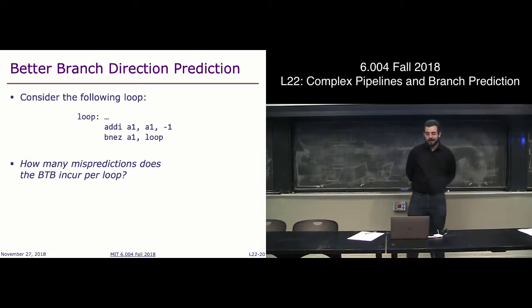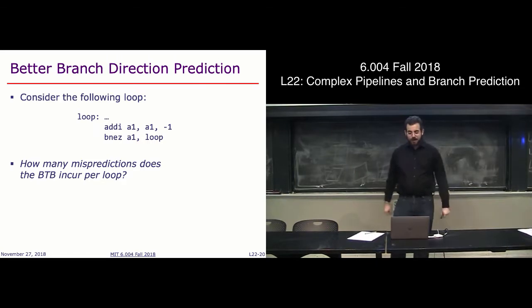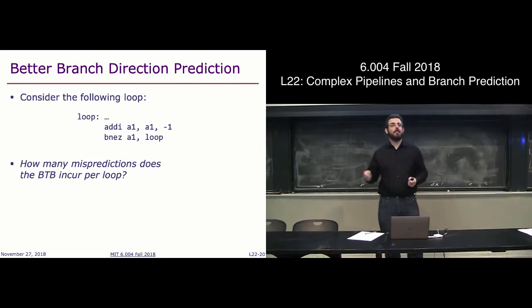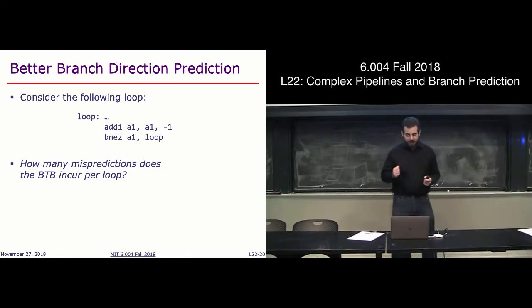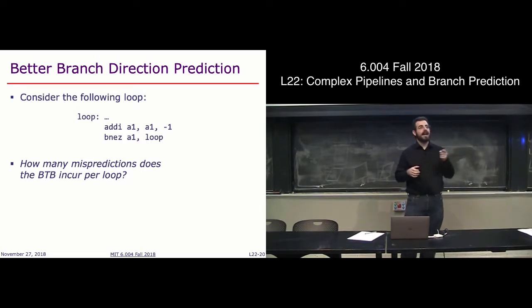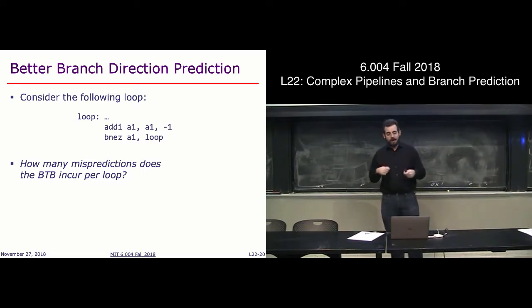So let's go through this. Suppose that you're in the middle of the loop and you've already taken the branch a bunch of times. Now we keep going, the branch is taken, and the BTB is going to store the right next PC for that because we've trained it, and so it already has the right prediction. So in steady state, we're going to be predicting taken, 100% right.